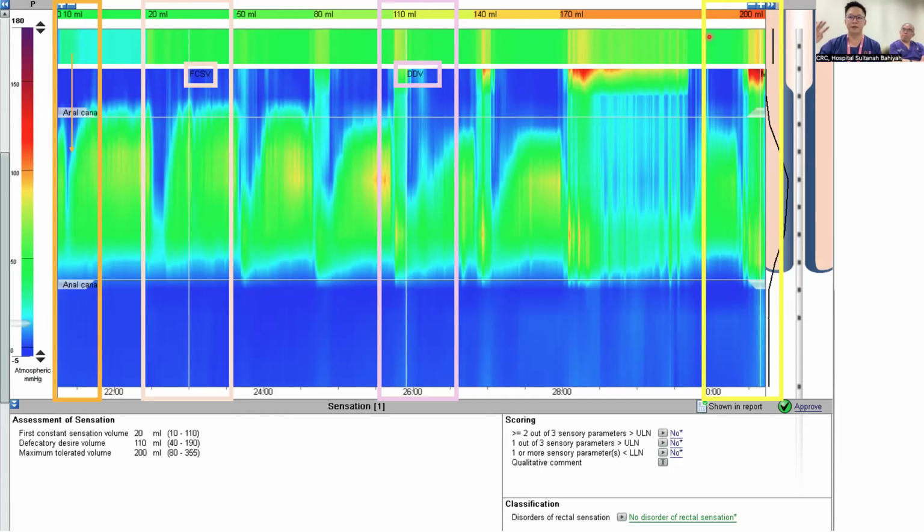We increase another 30, and another 30, and another 30, and at 200 mils, the patient starts waving his hand. The white flag goes up. I cannot, I really need to go. You have to stop, I need to go, I need to poop it out already. And this is called the maximum tolerated volume. 3 volumes to tell us the rectal sensation. So far so good? Okay?